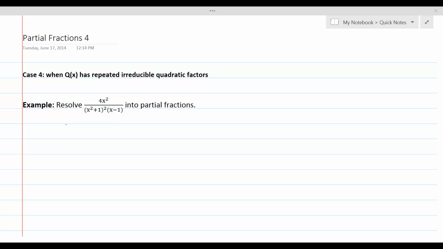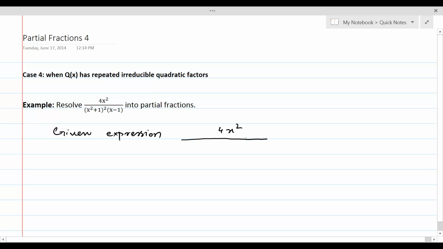In this lesson, we will reduce complex rational expressions which have repeated non-reducible quadratic factors in the denominator to partial fractions. Let's get started with the given expression. The given expression is 4x² over (x² + 1)² into (x − 1).